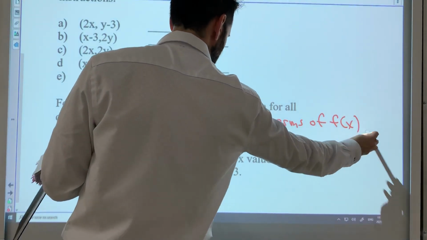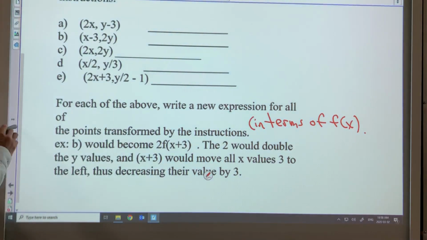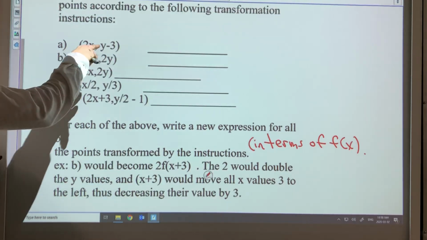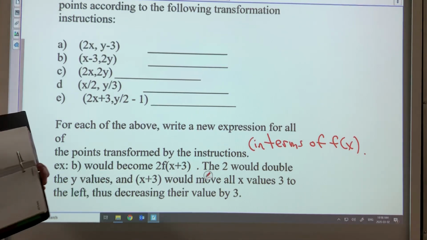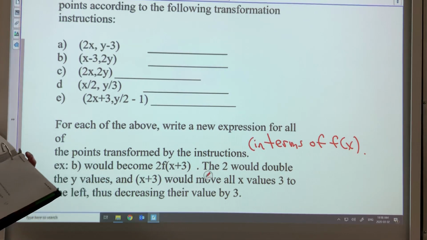That's the thing I'd really like to work on. I'm very confident that you guys can do those transformations if I give you a point. But what about writing it in terms of f of x? That's all I want to do with this slide. Writing it in terms of f of x.